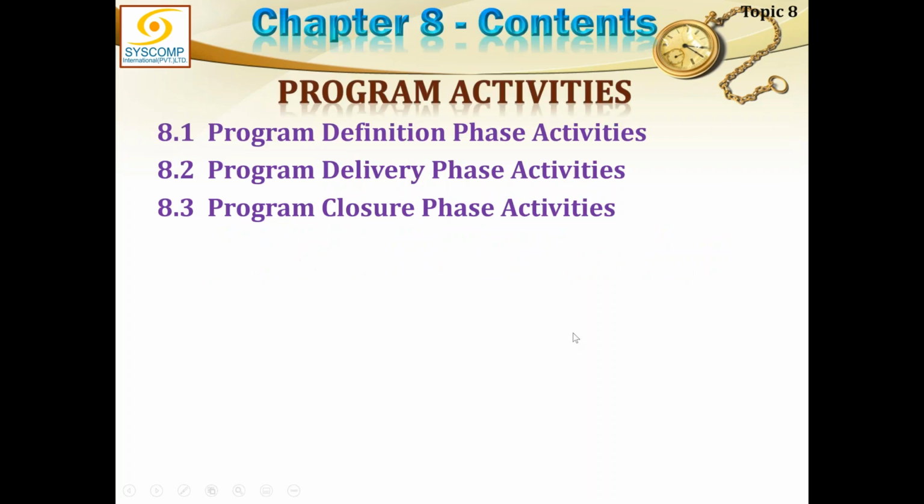So there is not much difference in this chapter. We have got three parts in this chapter, just corresponding to the program life cycle. So all the program activities related to the definition phase will be discussed in the first part, then program delivery phase activities, then program closure phase activities. That way things will be much more organized. And it is also in continuation with whatever the life cycle chapter we had studied already. We studied that in these three phases.